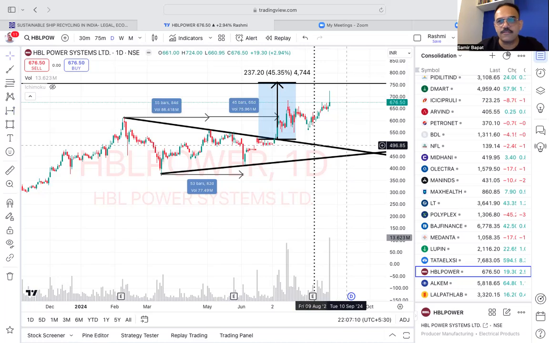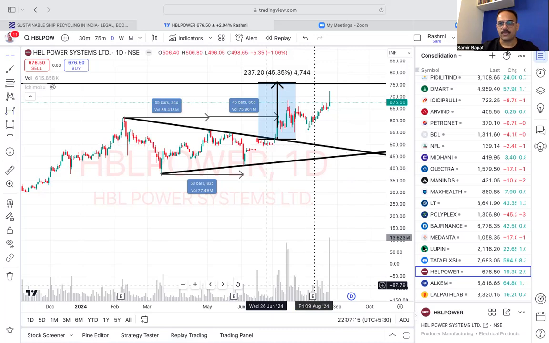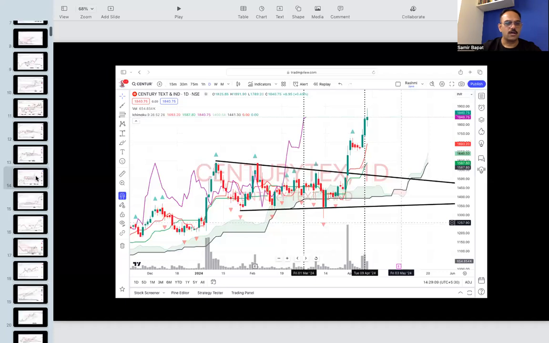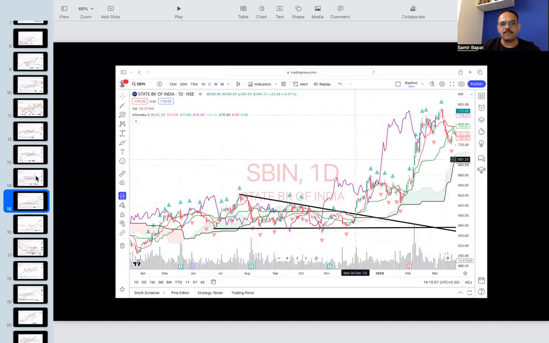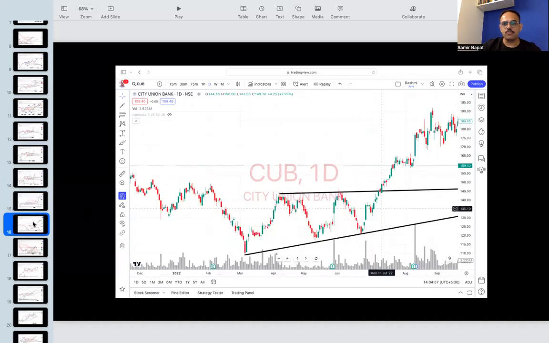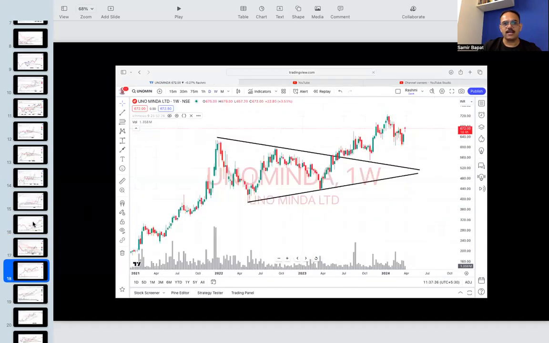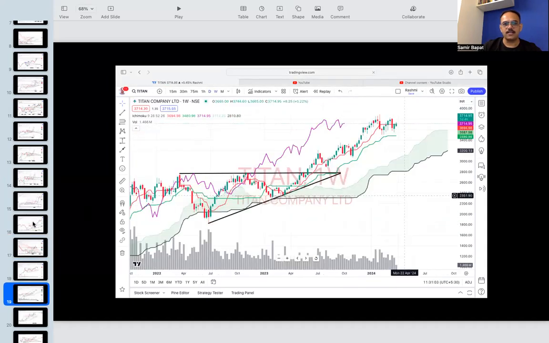So I am a big fan of triangles. I keep finding the triangles and trading them. Few more examples of triangles. This is State Bank of India, right? The triangle happened, then the breakout, and the target was achieved somewhere here. CUB Industries, this is again an example of a triangle, again Uno Minda, triangle. This is a weekly triangle.